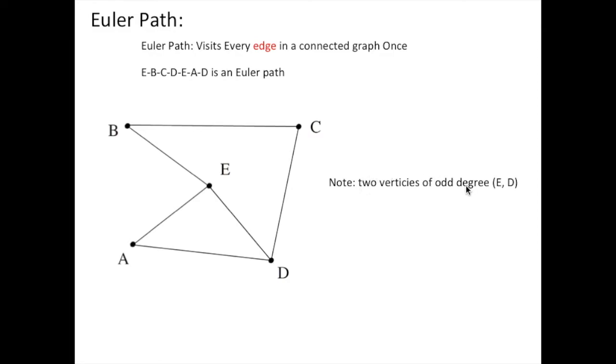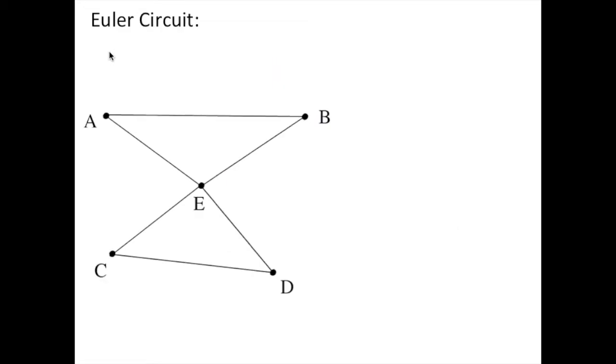Note, 2 vertices are odd, E and D. E has 3 edges that go to it. The degree of vertex E is 3. The degree of vertex D is 3 as well. Okay, and notice we started with E and ended on D. This graph has an Euler path. Here's an Euler circuit.